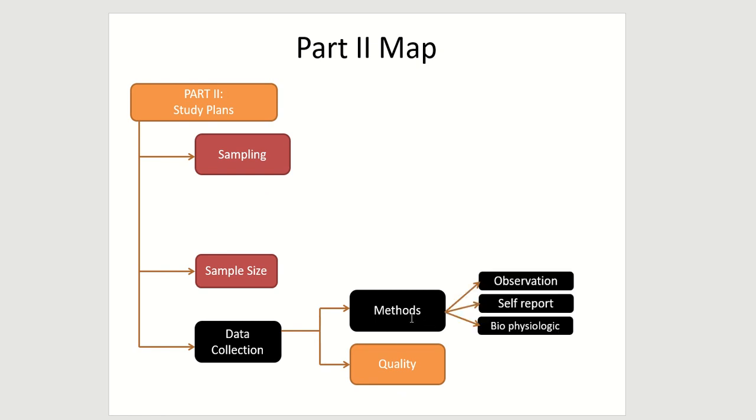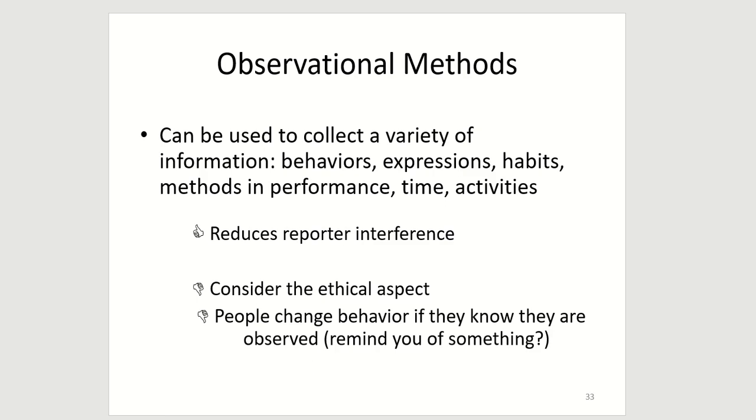So for methods, we're going to talk about three major types of data collection methods: the observational methods, the self-report methods, and the biophysiological method. All right, so let's start with the first one. Observational method is basically when you observe your outcome. So your outcome has to be something that is observable. So it could be a behavior, it could be a performance, it could be an activity, it could be a time, something that is observable. Non-observable, you cannot observe them, obviously, like feelings, beliefs, attitude. Those kinds of things, you cannot observe them.